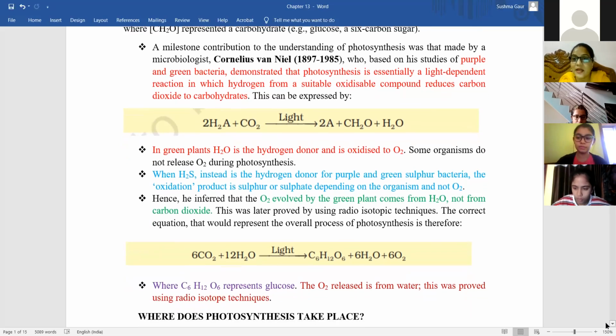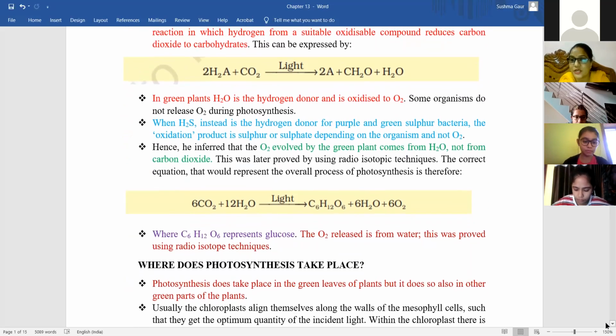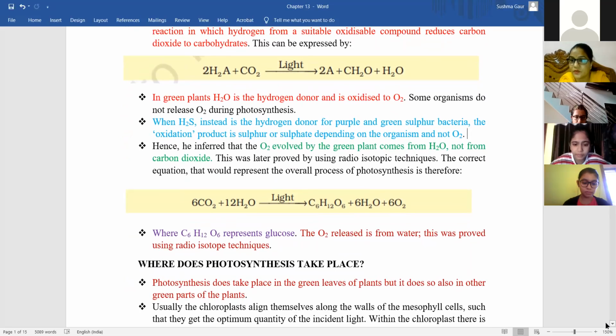Do you have any idea about what is oxidation and what is reduction? Yes, ma'am. Okay, tell me. Risha, tell me. Oxidation is the addition of oxygen, and reduction is the removal of oxygen. We have learned that in chemistry, ma'am: oxidation is the addition of O2 or removal of H2. Okay, I think that is for chemistry.